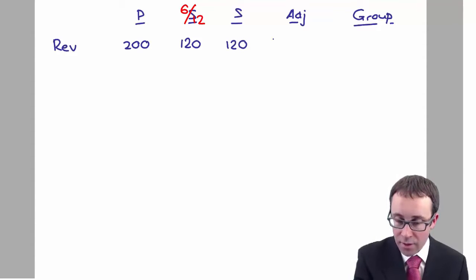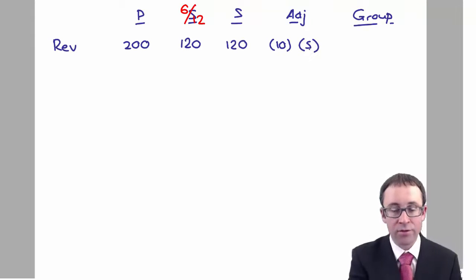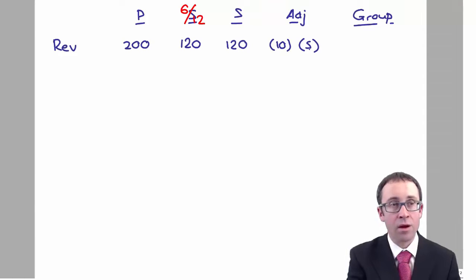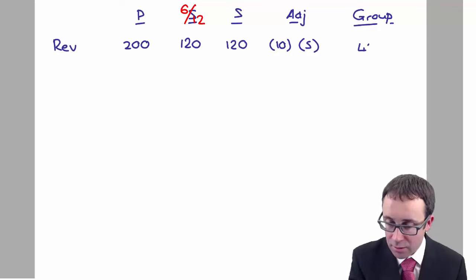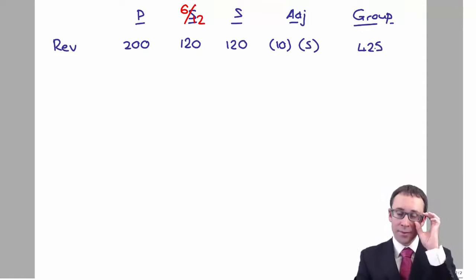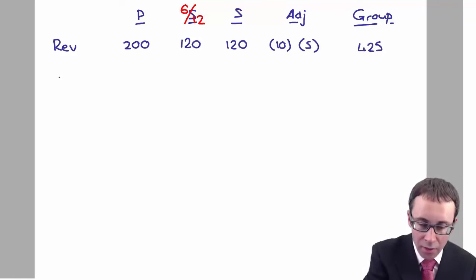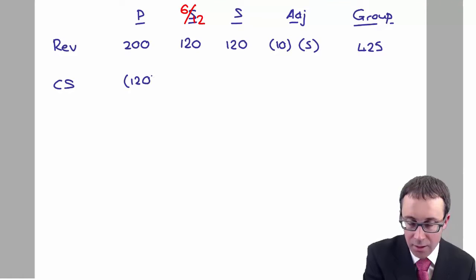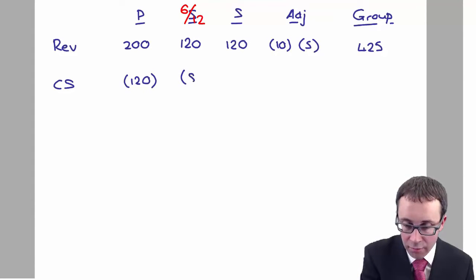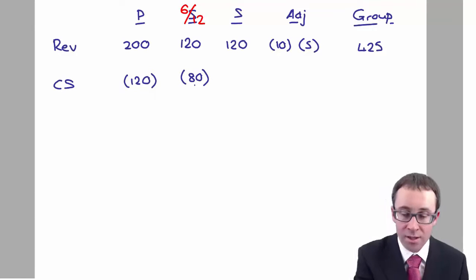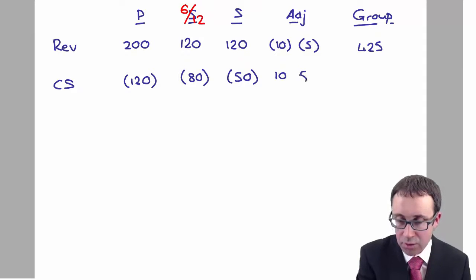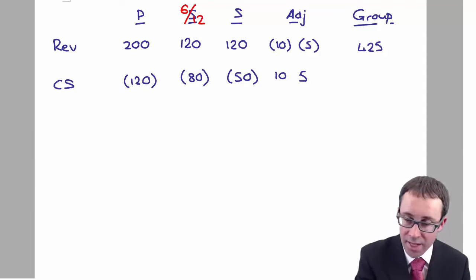The adjustments are the intra-company sales, so we deduct 10 and we deduct 5. Okay, if you go through, total that up, does that give you there 425? Okay, that's your group revenue. The group cost of sales, you've got 100% of the parent at 120. Glasgow, we put in half, so 6/12, so is that 80. And then we put in all of Aberdeen at 50. And then we adjust for the intra-company sales of 10.